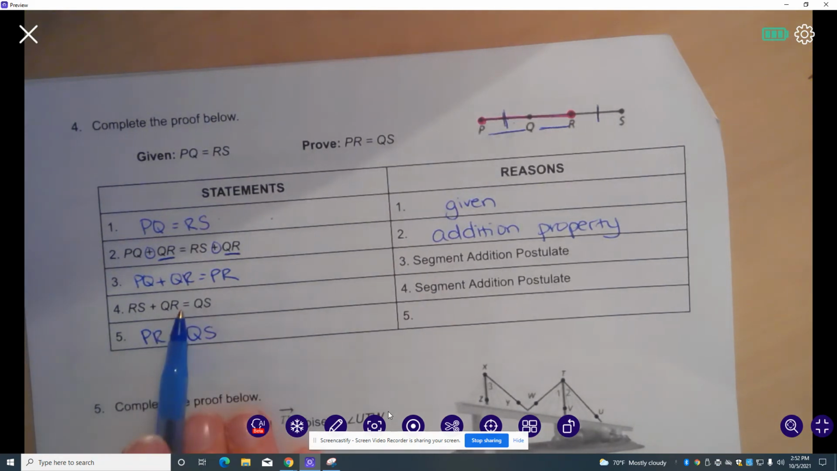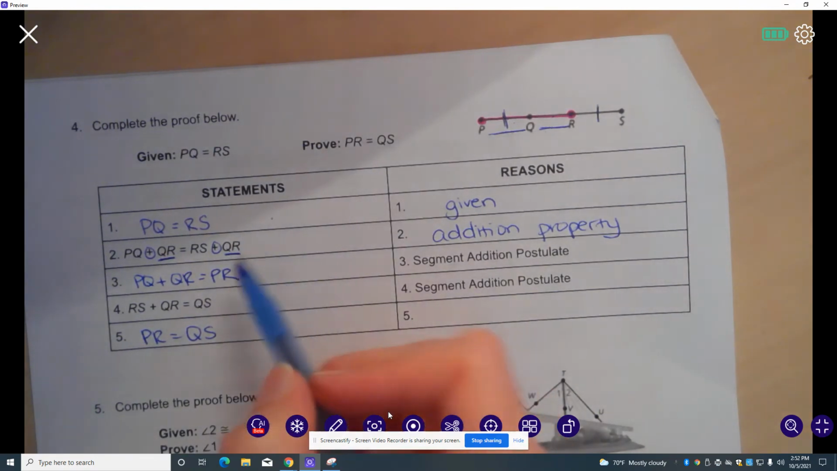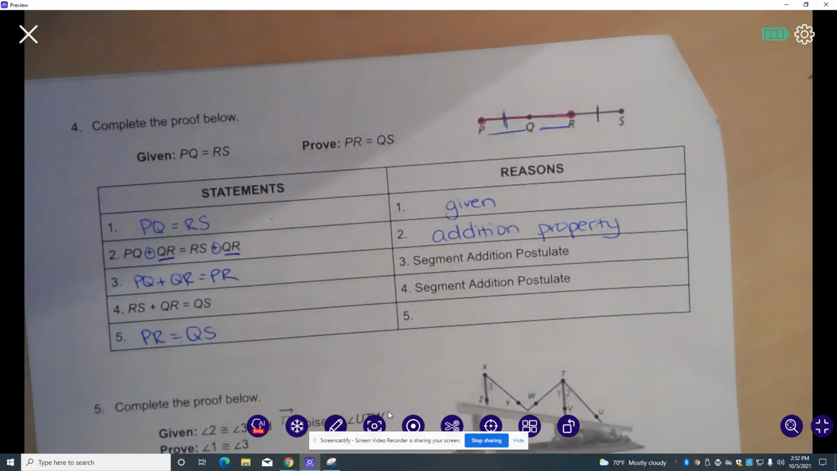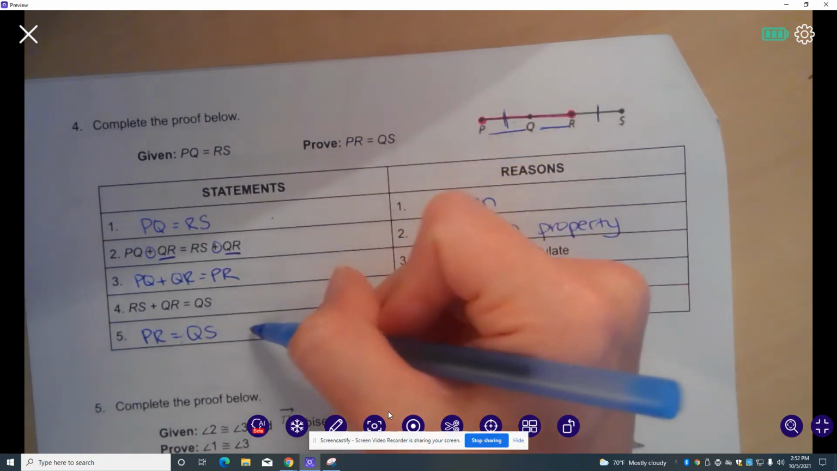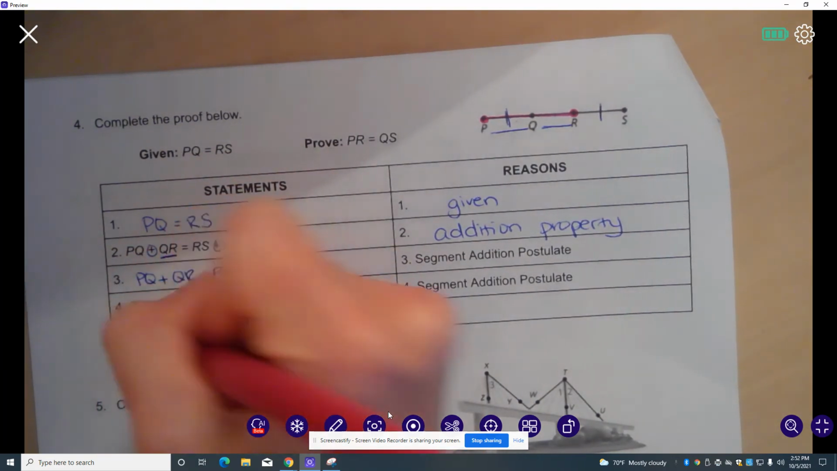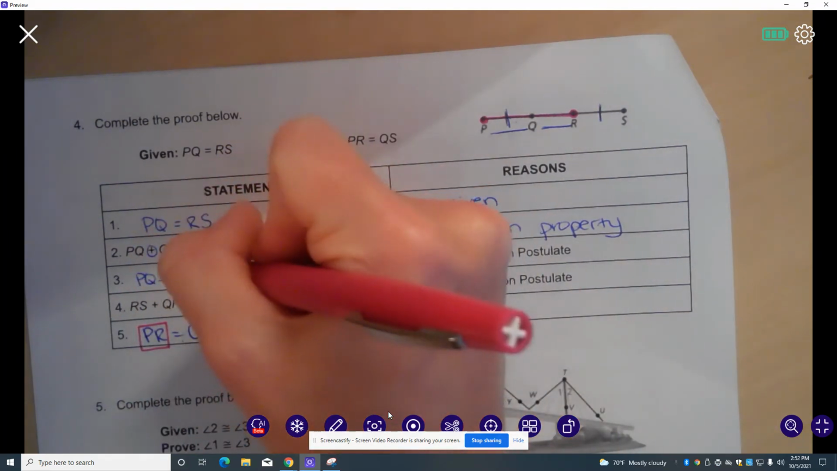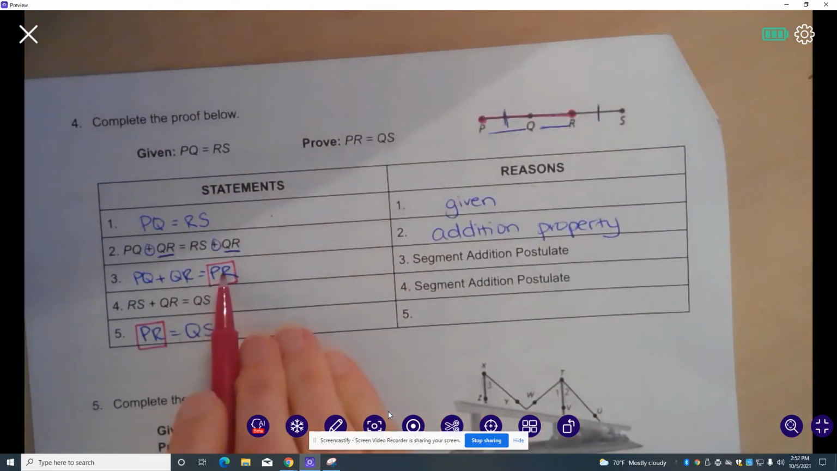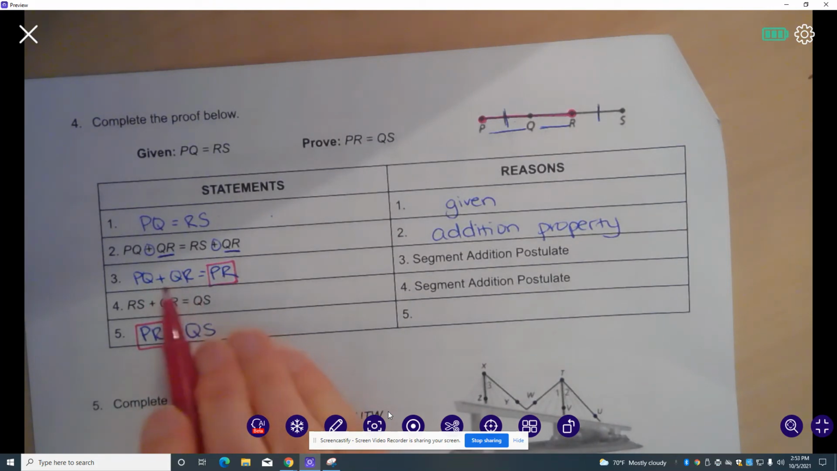All right, statement 4 has already been filled in for me. They used another segment addition postulate. Now keep in mind, I am trying to get to statement 5, and I want to figure out how I can use my equations up above to conclude with statement 5. I want a PR here. Where else do I see a PR? Oh, PR is right here. Notice PR is equal to PQ plus QR.